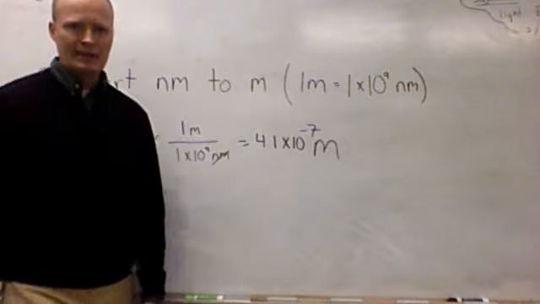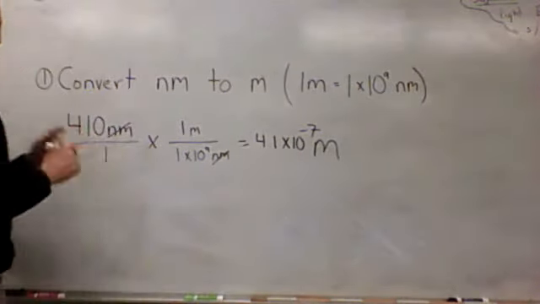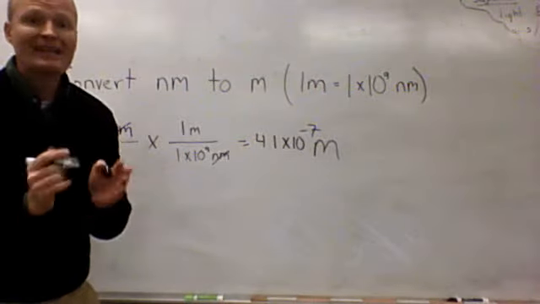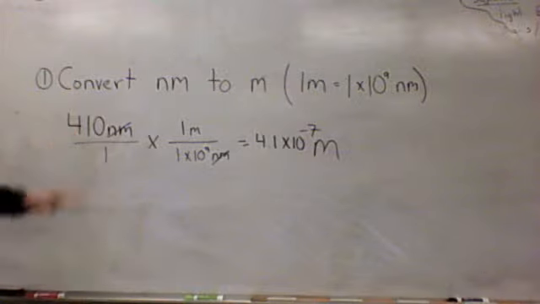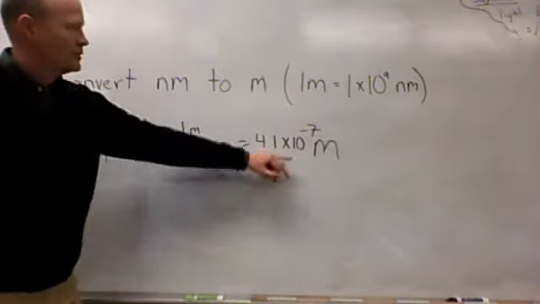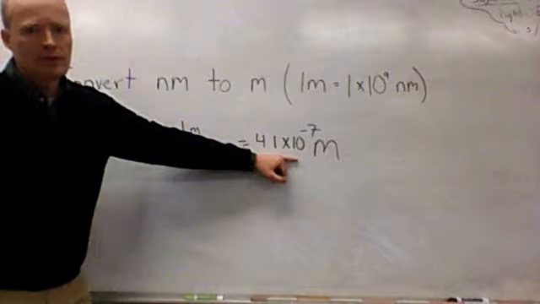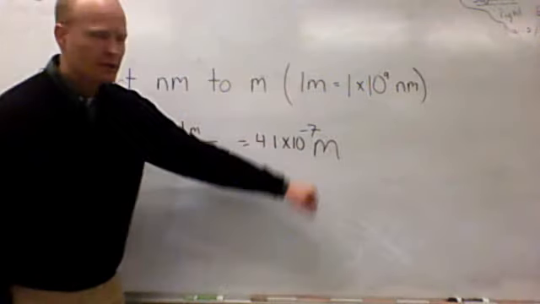If you think about it, that makes sense. In order to have 1 meter, we need to have 1 billion nanometers. With 410 nanometers, we're not even close to 1 billion. So we end up with a very small number when we're in the unit of meters.